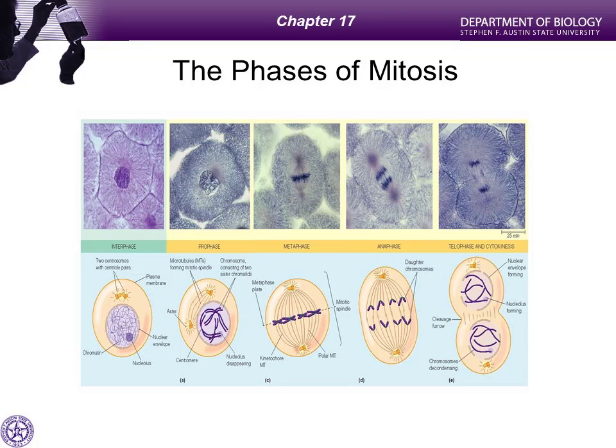What gets separated in anaphase? Sister chromatids are separated into what? Chromosomes, daughter chromosomes. And in telophase, they've arrived at the poles, they begin to uncoil, the nuclear membranes begin to reform, and the cell is completing cytokinesis, the division of the cytoplasm.